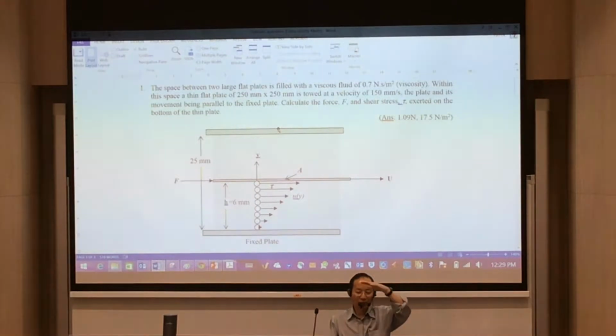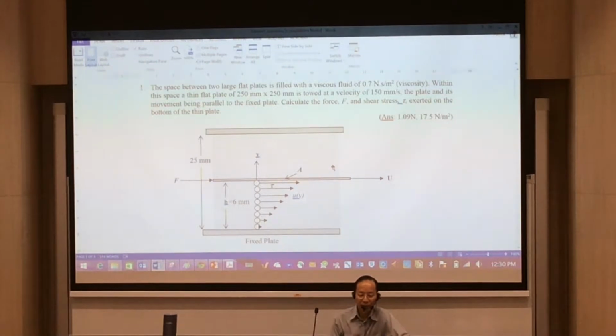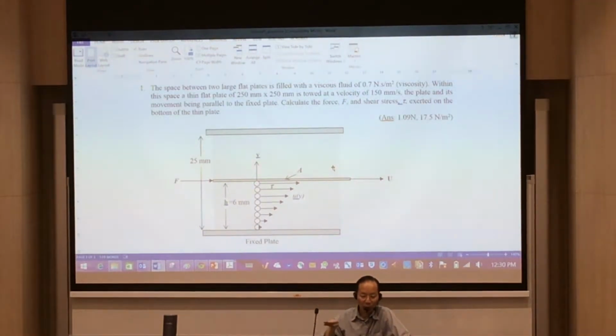So actually the flow in the big pipe, water. A force pushes a flat plate across in the x direction. It's push or it's pull, the same thing. So the plate therefore moves parallel to the x-axis. Calculate the force F and the shear stress exerted at the bottom of the thin plate. In other words, what's the shear stress, this value here, at the bottom of the thin plate?